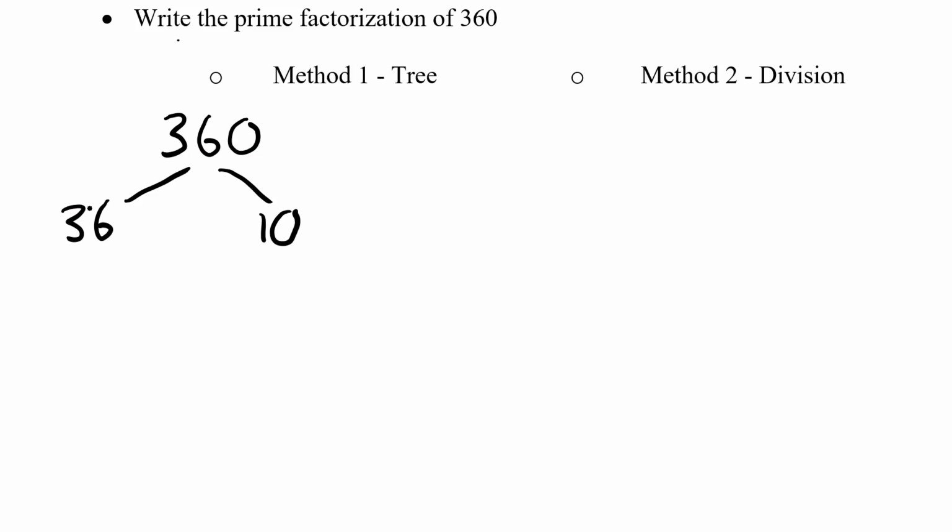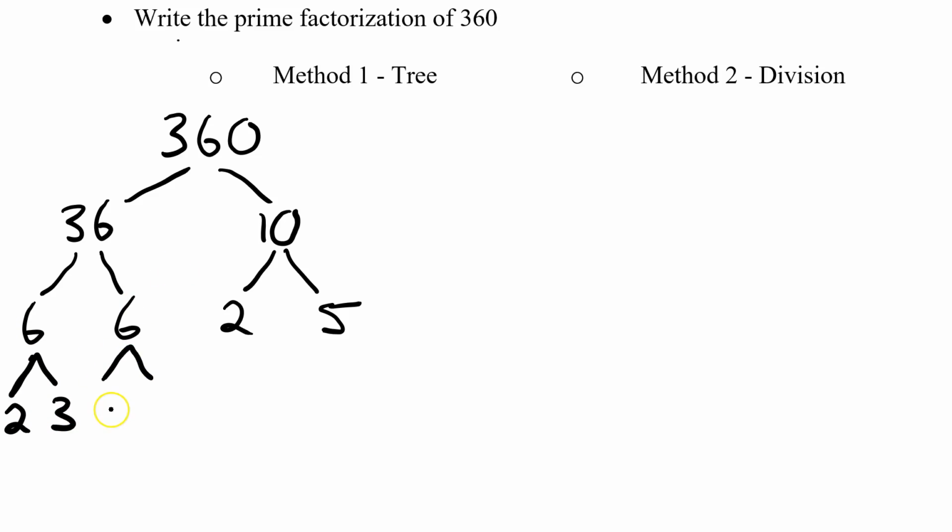And now we take each of these numbers and ask ourselves, can I branch those off? Are there two numbers that multiply to give me 36? And there's a whole bunch. I'm just going to pick two of them. My favorites are 6 and 6. And now I'm going to the number 10. What two numbers multiply to give me 10? Well, I've got 2 and 5. And I'm going to continue working down my tree, adding more branches until I only have prime numbers. So is 6 a prime number? No, it's not. So I get 2 and 3.